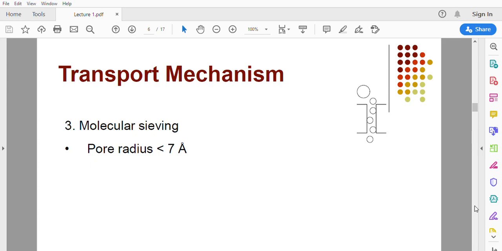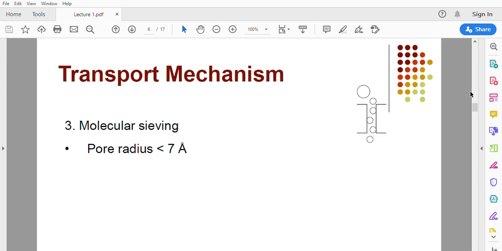Now, the third type of transport mechanism is molecular sieving. In molecular sieving, the pore sizes are very small. The pore size in the membrane is in the range of the molecular size of the diffusing species. So only one type of molecule can pass through the membrane, and the other molecule has a larger size than the pore, so it cannot pass through the membrane. So it is actually sieving. It is not membrane transport. It is actually sieving.